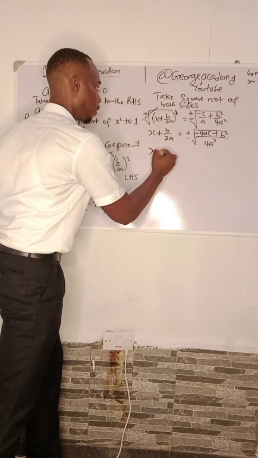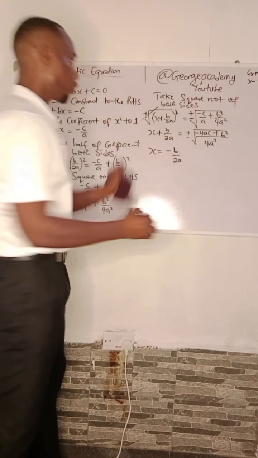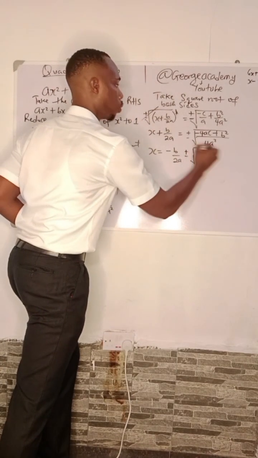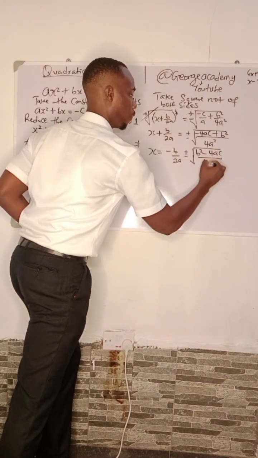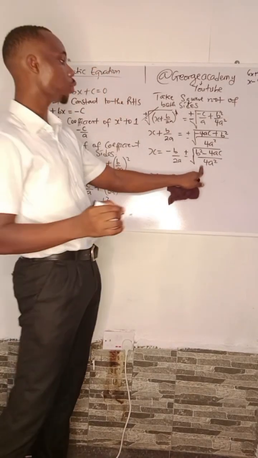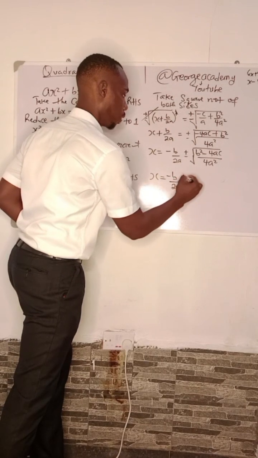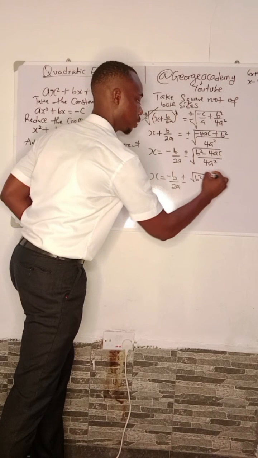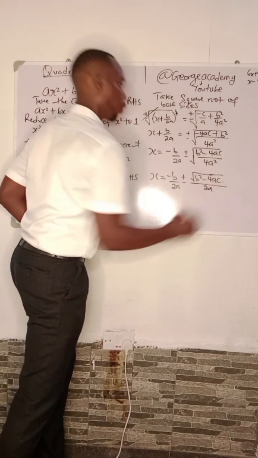So x is equal to minus b over 2a. We have crossed this to the other side of the equality sign. Plus or minus the square root of b squared minus 4ac all over 4a squared. Now finally, we can take the square root of the denominator. So this gives you minus b over 2a plus or minus the square root of b squared minus 4ac all over 2a, if you take the square root of 4.